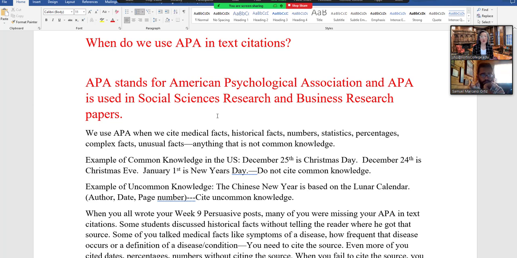So example of common knowledge would be in the US, December 25th is Christmas Day, December 24th is Christmas Eve, January 1st is New Year's Day. So we don't have to cite common knowledge.